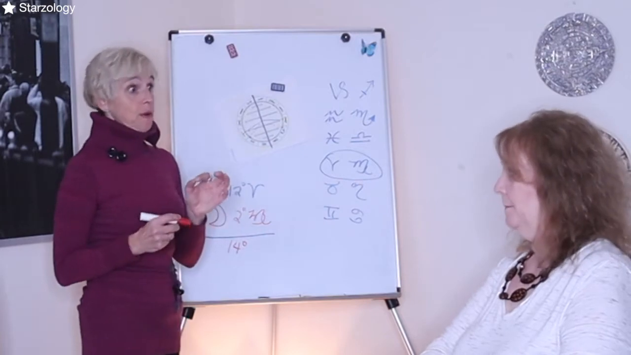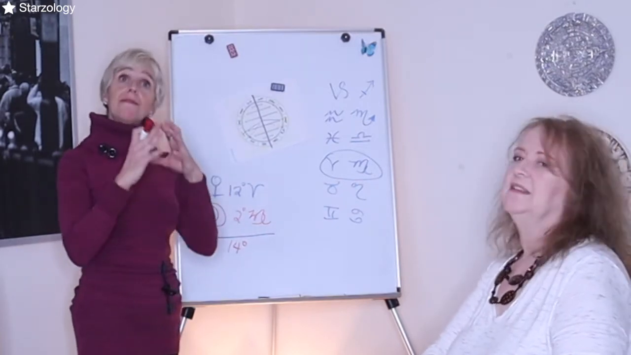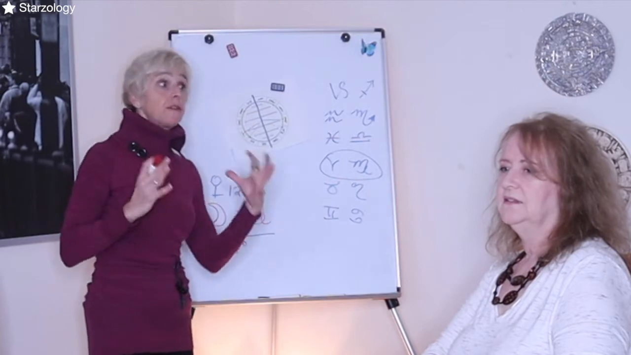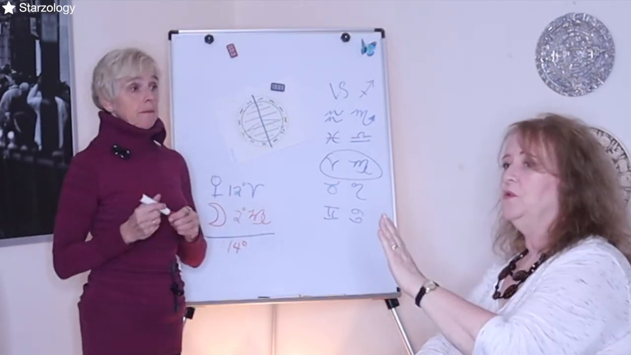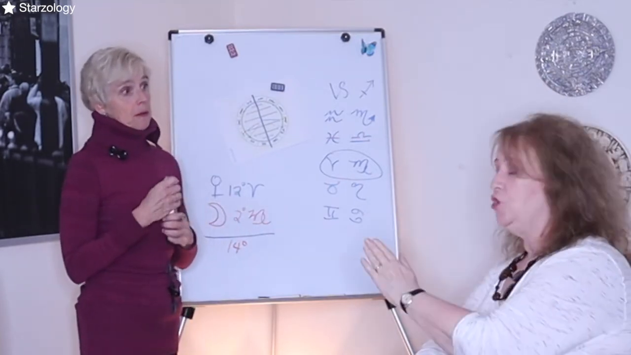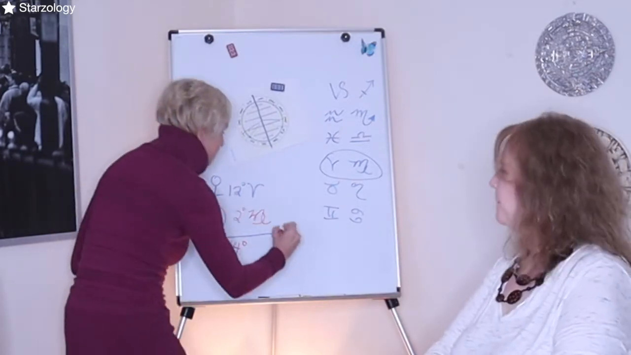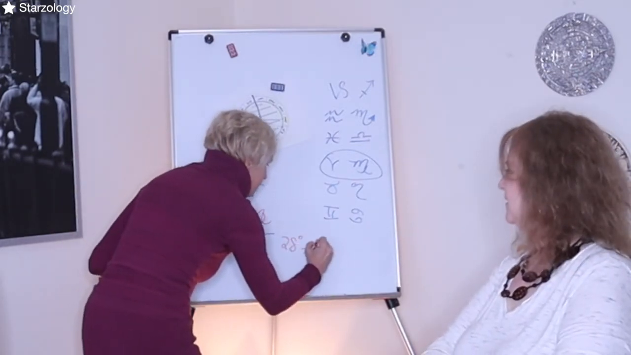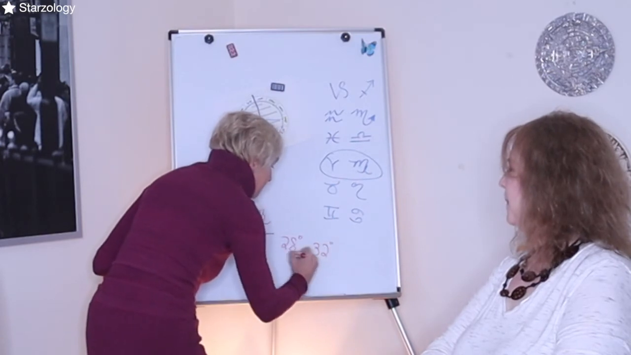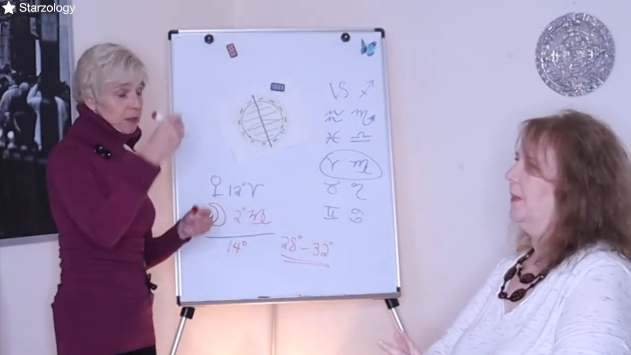Exactly 30 degrees. It has to add up to 30 degrees. We give ourselves a latitude of 1 degree either way, so that will take us to 28 and 32. So it's got to be between 28 degrees and 32 degrees in order to be Antiscia and contra-Antiscia, but we'll look at an example of that.